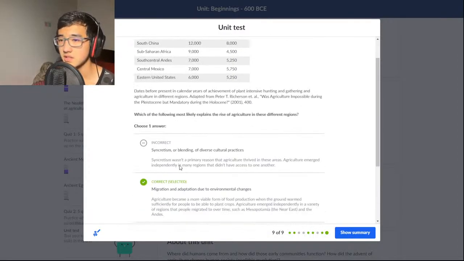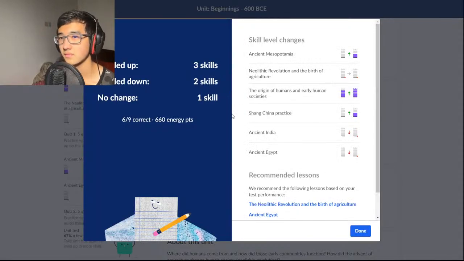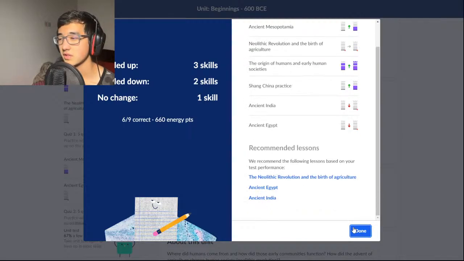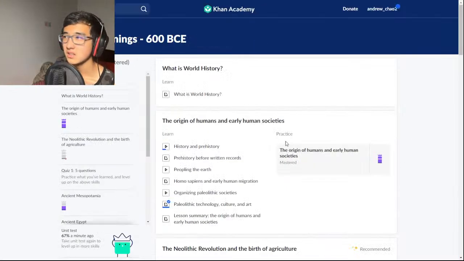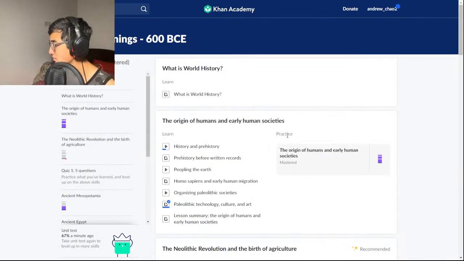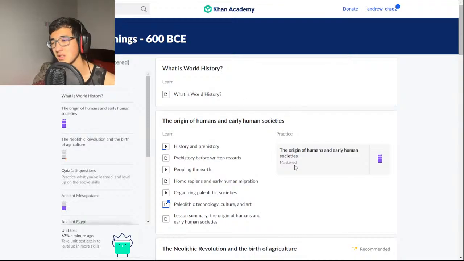Then syncretism was the primary reason that agriculture would thrive in these areas. Yeah, syncretism and agriculture don't really have much correlation. Agriculture emerged independently. Okay, that's pretty good. Okay, Neolithic Revolution and birth of agriculture in Asia. Okay. I'm done with the content. I'm not doing any more. But before that, I want to do one final thing. So I'll pull it up.